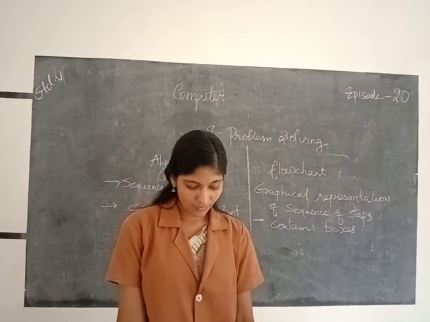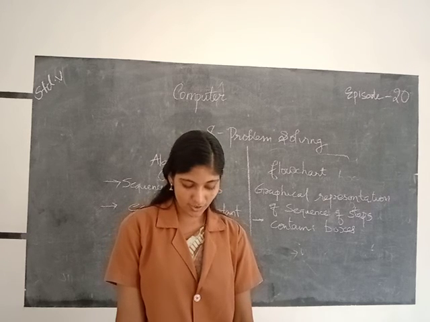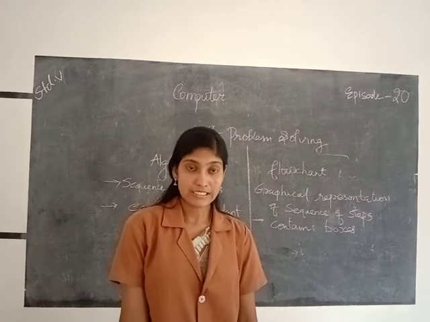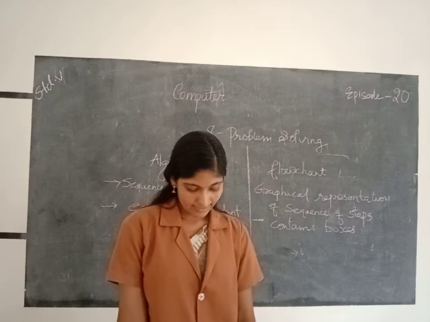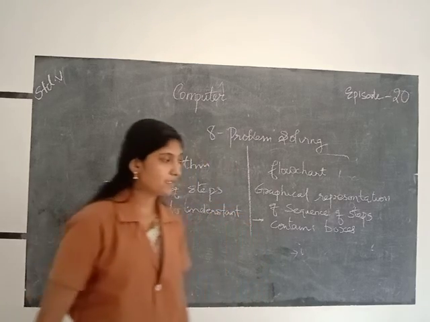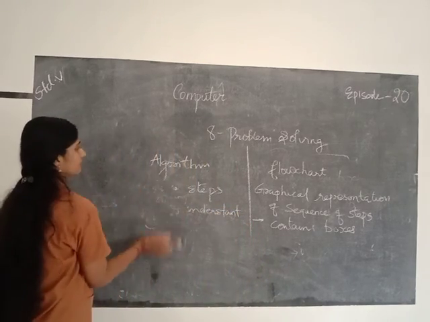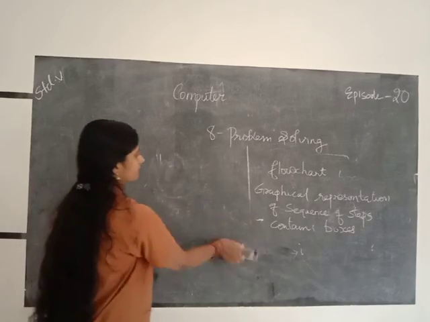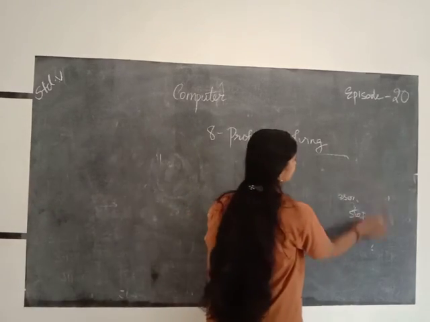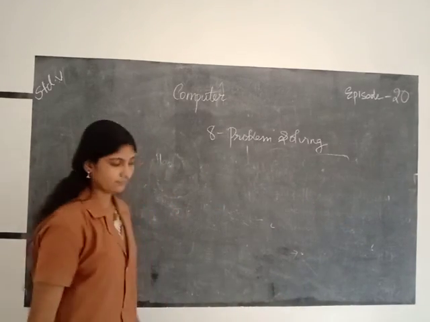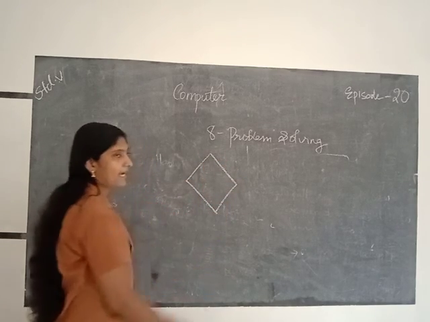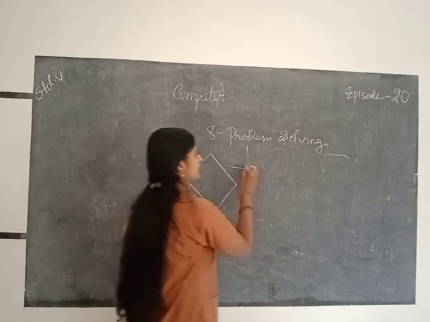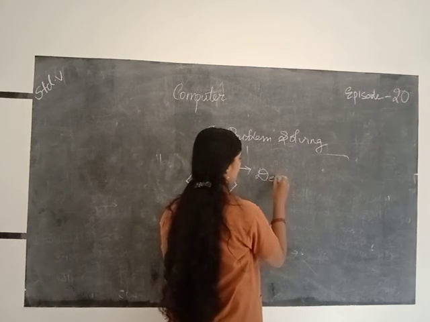Then next, which box will you use for decision making? That is the decision box. Draw it here. So the decision box is diamond shaped. It represents the decision box.